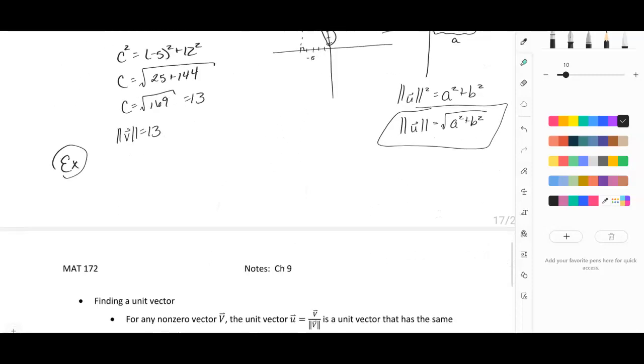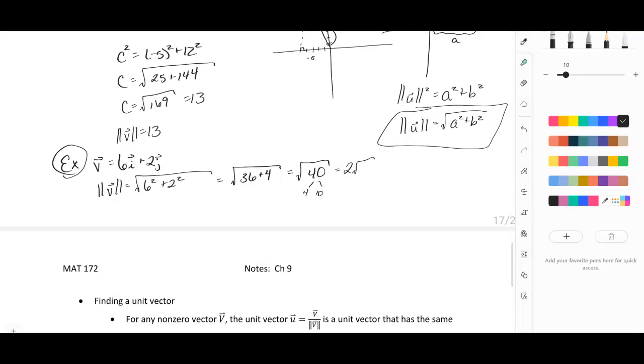So let's try another one. Let's say we have the vector 6i plus 2j, and we want to find the magnitude. It's going to be the square root of 6 squared plus 2 squared, because that's our formula. So that's going to be the square root of 36 plus 4, which is the square root of 40. And then we want to break that down. 40 is 4 times 10. The square root of 4 is 2, so I can bring it out, and I can't do anything with the 10, so it stays under the radical.